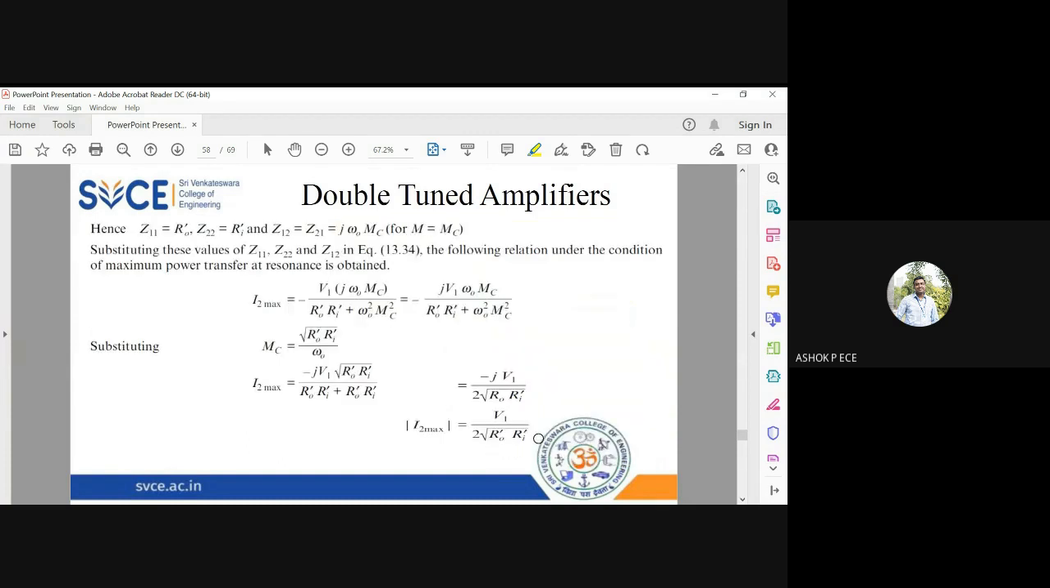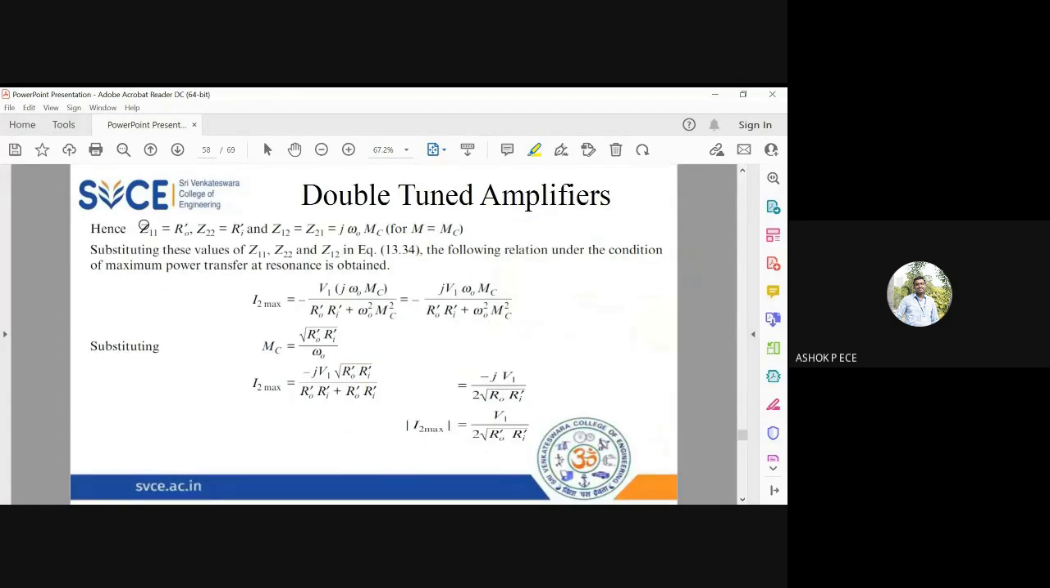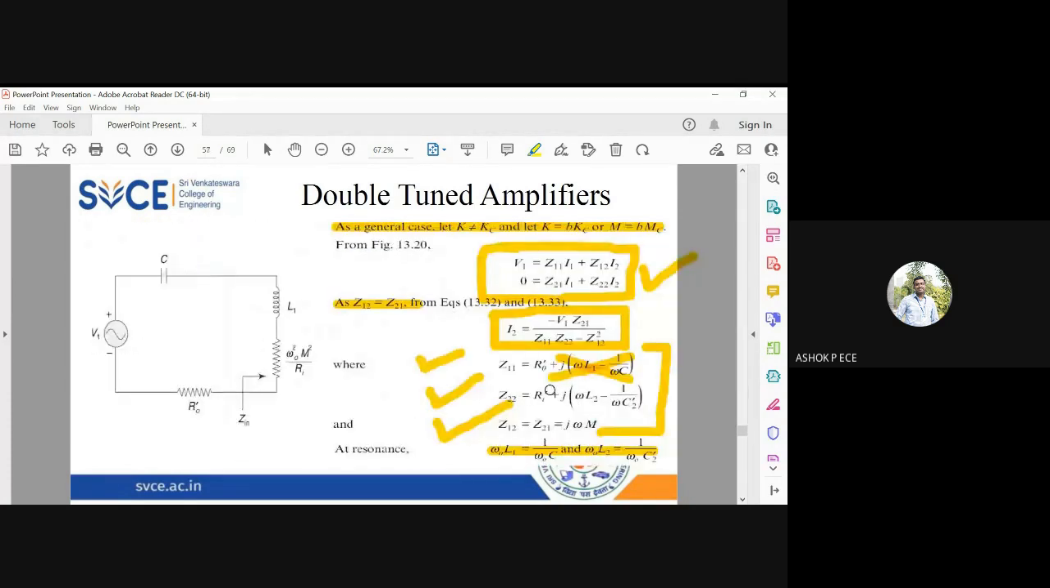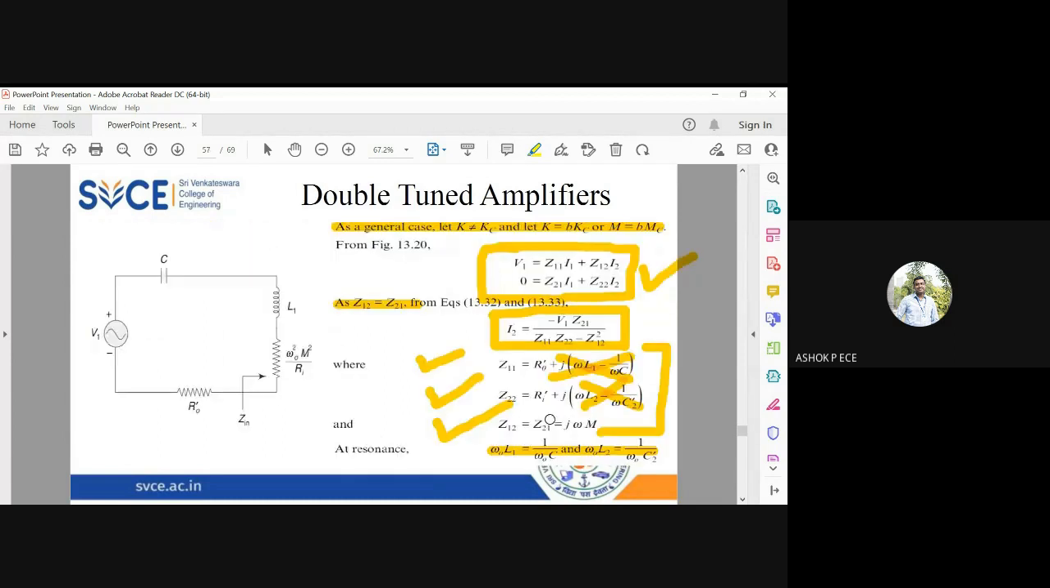The circuit will be working like a pure resistance. So at resonance, you see Z11 will be equal to R naught dash. See the next slide. Z11 equal to R naught dash. In Z22, this reactance term will get cancelled. Z22 will be equal to Ri dash, and Z12 and Z21 will not have any change. They will be equal to j omega M. Okay, so this is going to be the condition values at resonance.